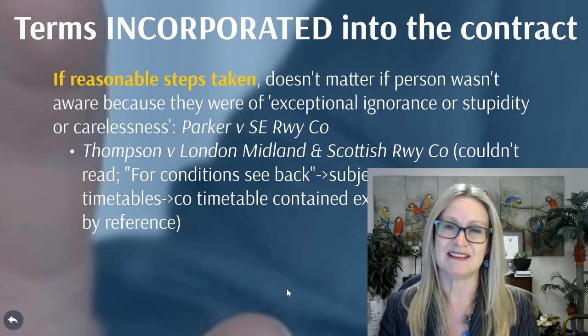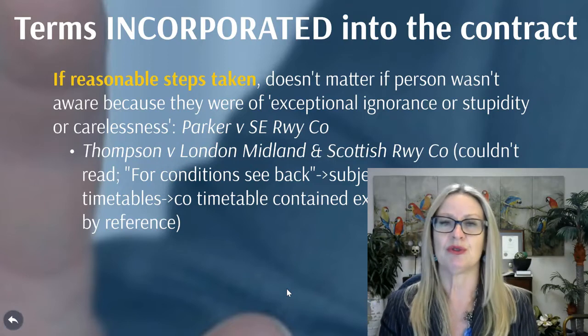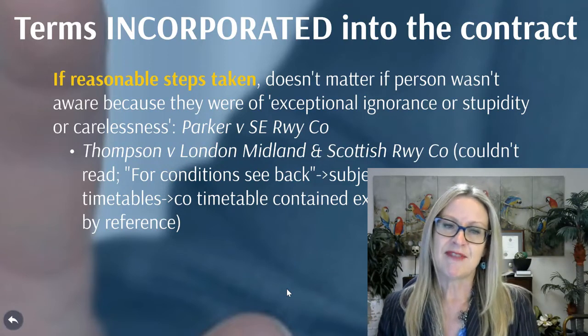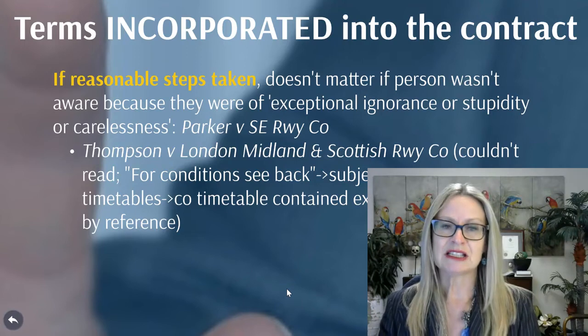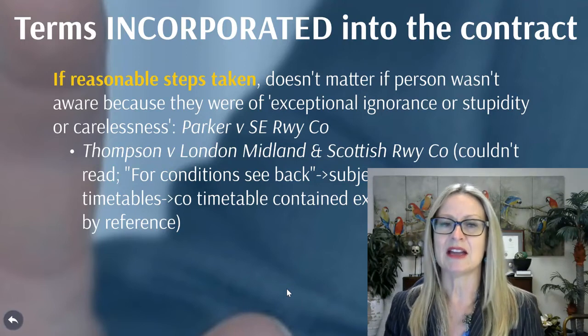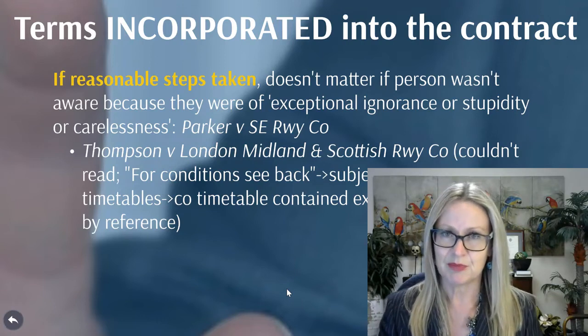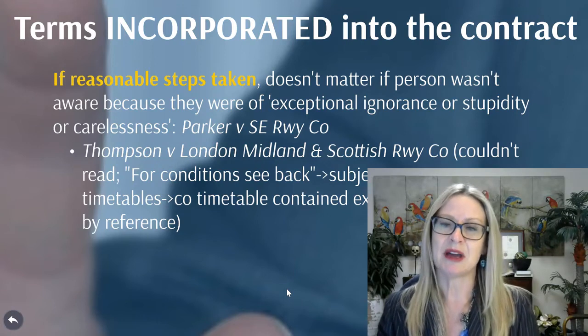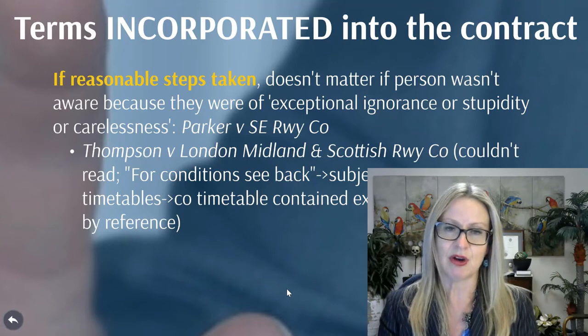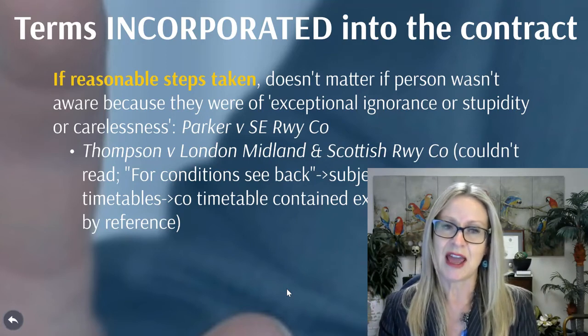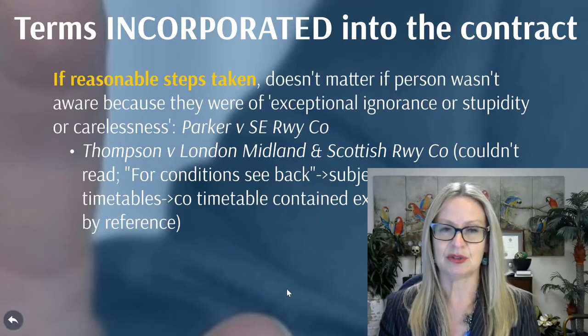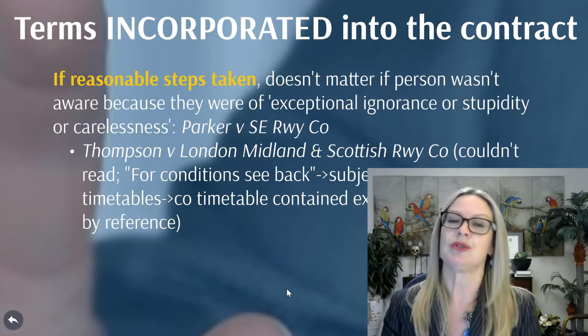The term will stand as incorporated into the contract between the parties. That can have some harsh results. So in the Thompson case, we had a party that had suffered some personal injury. She couldn't claim against the railway company because of an exclusion clause. How was the exclusion clause brought into the contract?